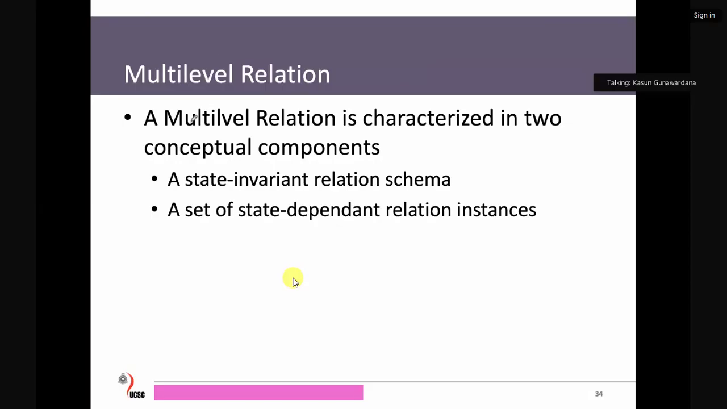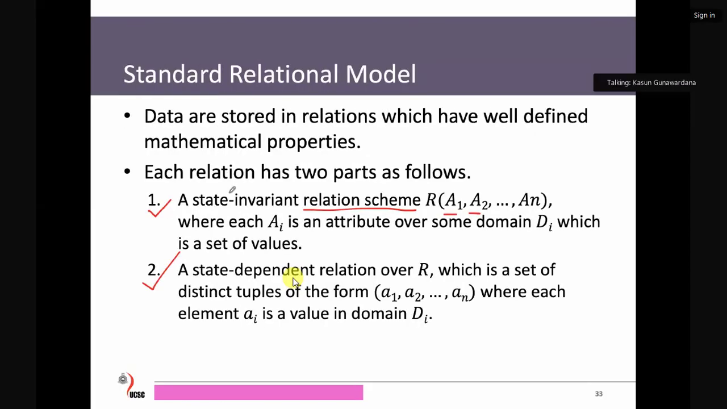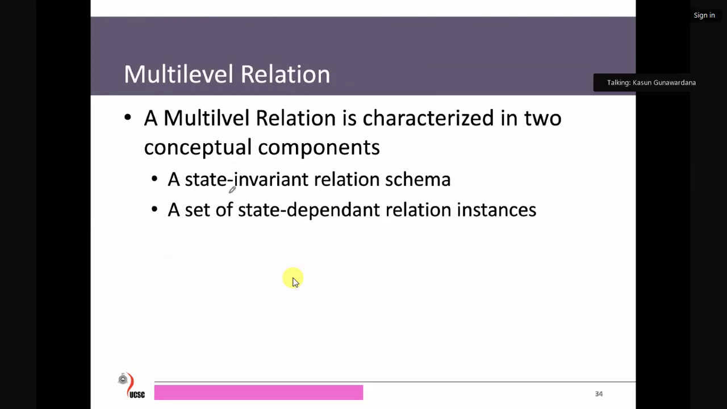So a multi-level relation is characterized by two conceptual components. Previously it was about the standard relation, and when it comes to a multi-level relation, it is characterized by two components. One is a state invariant relation schema, similar to the previous case. The second component is a set of state dependent relation instances.